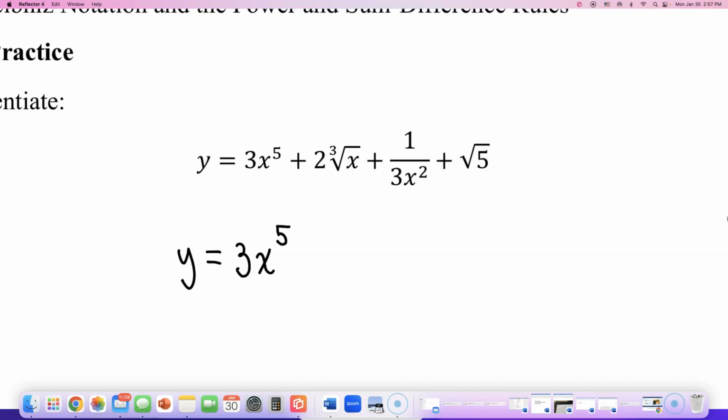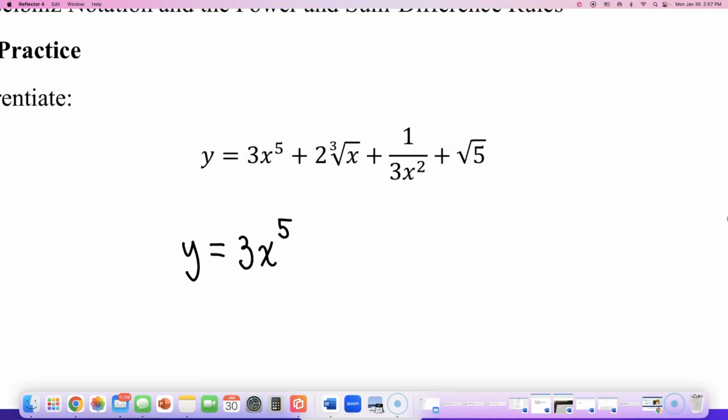But look at the second term. It says 2 times cube root of x. There's got to be a way to rewrite this cube root of x. So leave that 2 alone. But you can write cube root of x as x to the 1/3 power.